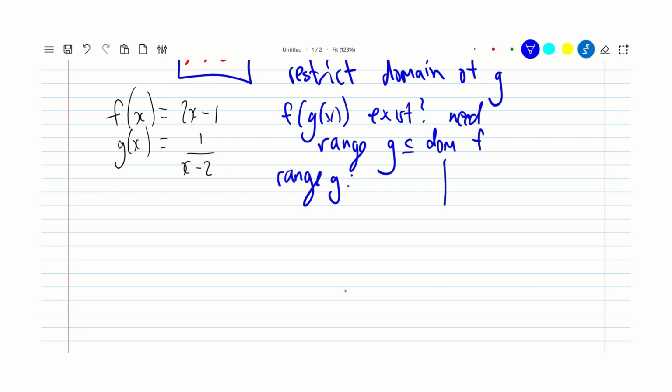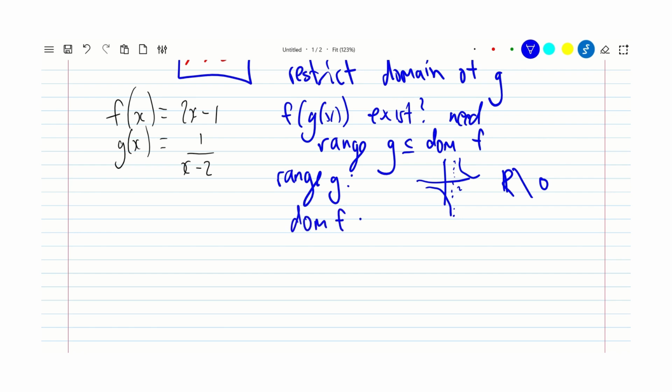Let's have a quick sketch of the graph. So x minus 2, so it's going to have an asymptote at 2, and we're going to have lines coming like that and like that. And so what is the range of this function? Well, all values are going to come out of there except for 0. So that would be my range of g.